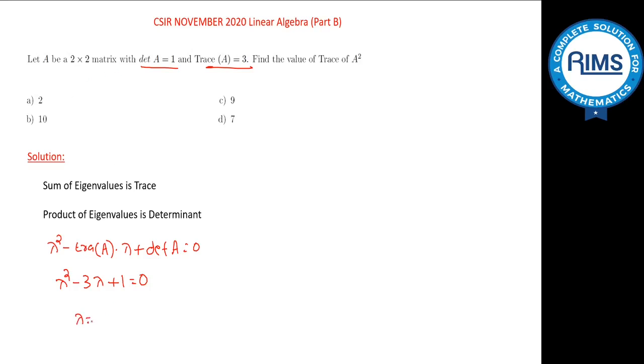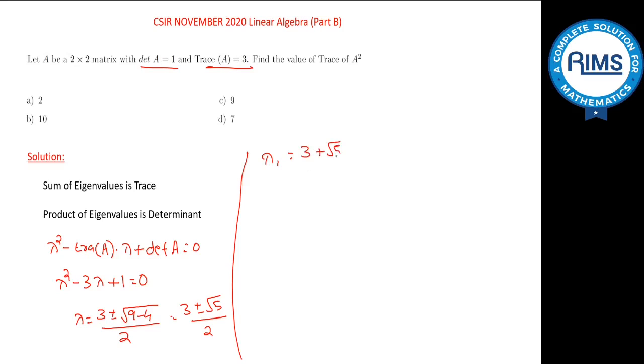That is lambda equal to 3 plus or minus square root of 9 minus 4, divided by 2, that is (3 plus or minus root 5) divided by 2. Those are the eigenvalues of this matrix. Suppose lambda 1 and lambda 2 are the eigenvalues, then lambda 1 is (3 plus root 5) divided by 2, and lambda 2 is (3 minus root 5) divided by 2. Then what are the eigenvalues of A square? The eigenvalues of A square will be lambda 1 square and lambda 2 square.